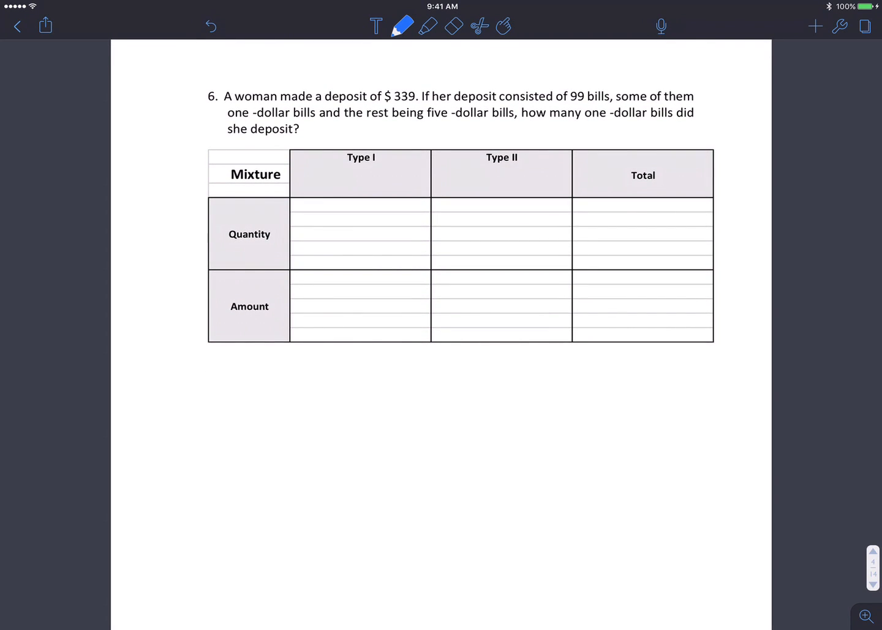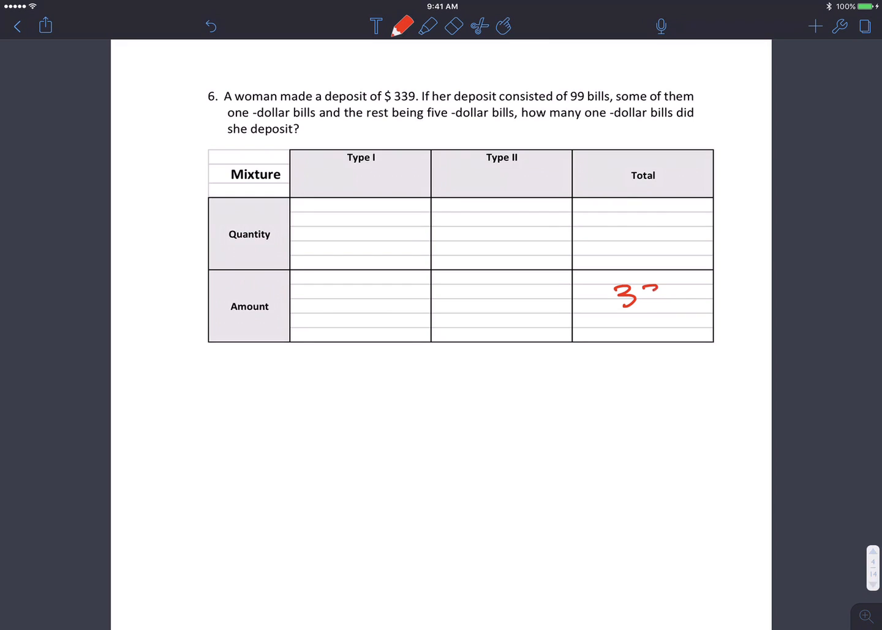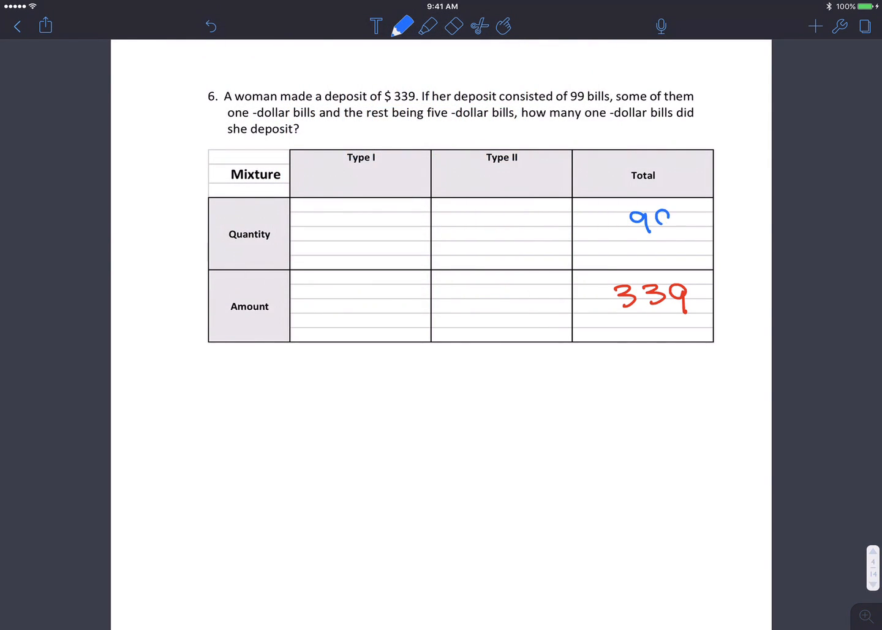Number 6. A woman made a deposit for $339. That's the total amount. If her deposit consists of 99 bills, that's the quantity. She has 99 bills. Some of the bills are $1 and the rest are $5. So the first type is 1. The second type is 5.